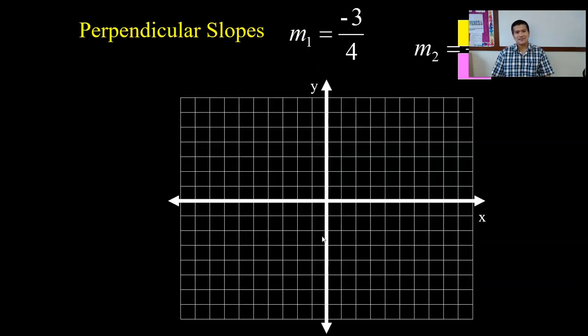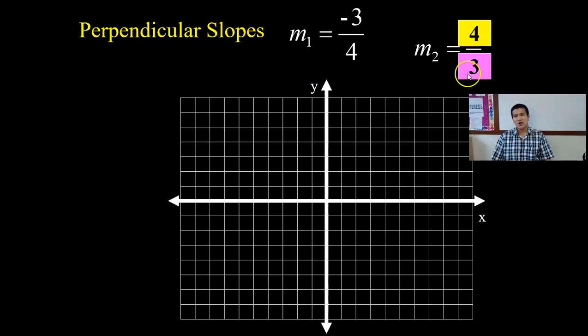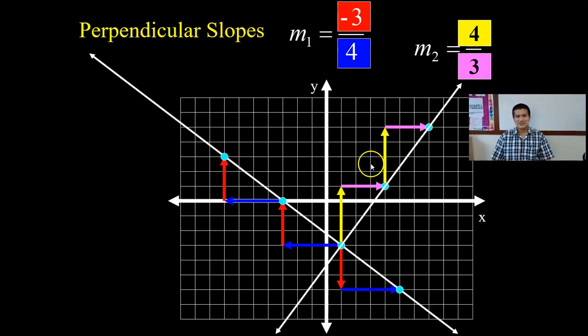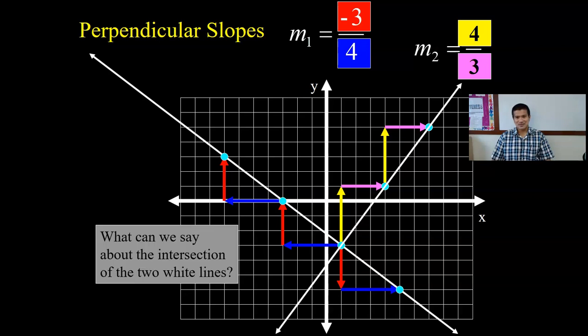Perpendicular slopes. Here m sub 1, the slope, is negative 3 over 4, and then we have 4 over 3. It goes this way because the negative is on this side and the positive is here. Are they perpendicular? Yes, they are perpendicular.